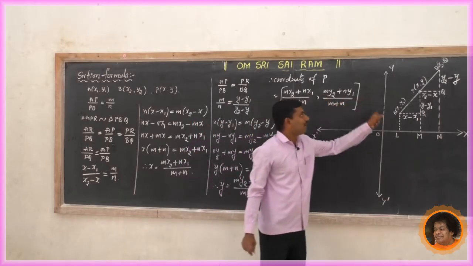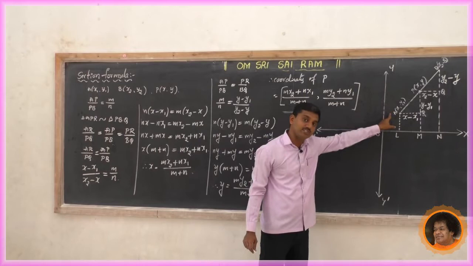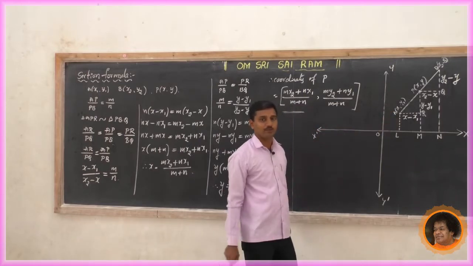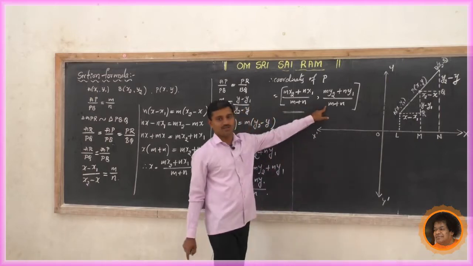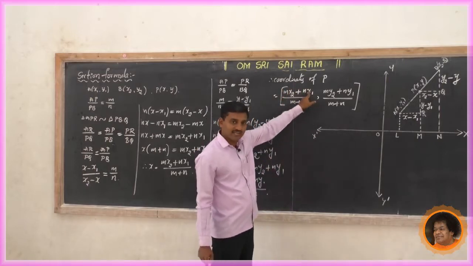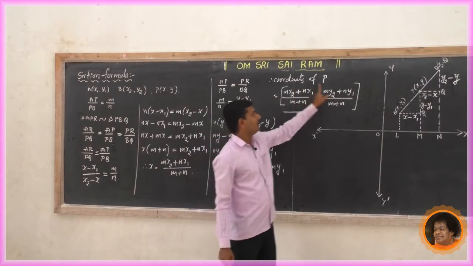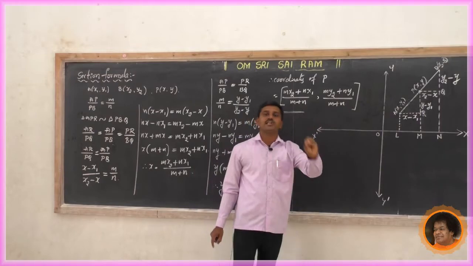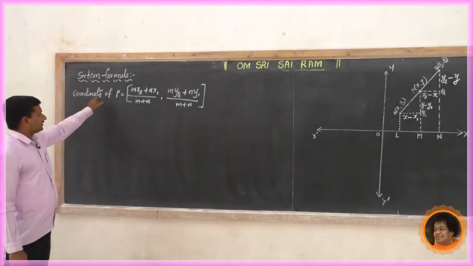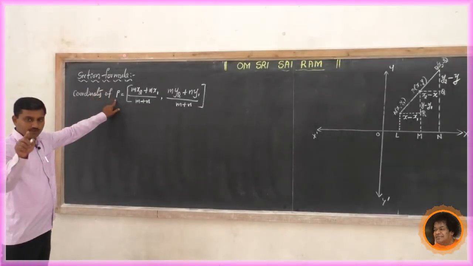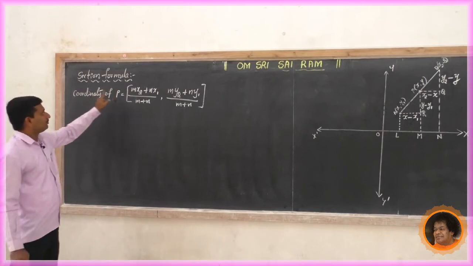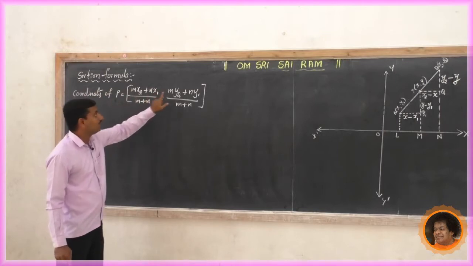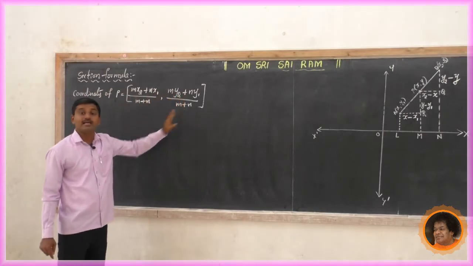It means P divides the line segment in the ratio m is to n. What are the coordinates of the point P? How to find the coordinates of the point P? With the help of this formula: mx2 plus nx1 by m plus n, comma, my2 plus ny1 by m plus n. This formula is known as the section formula. So the coordinates of point P are mx2 plus nx1 by m plus n, comma, my2 plus ny1 by m plus n.